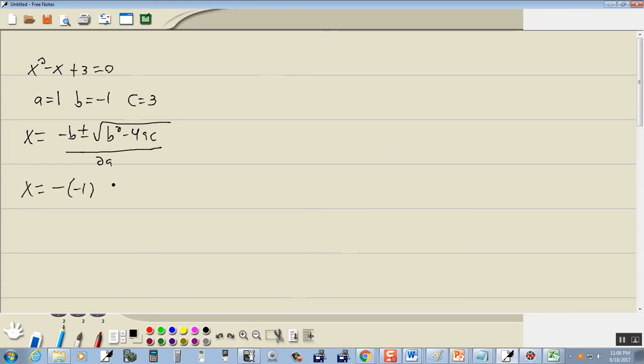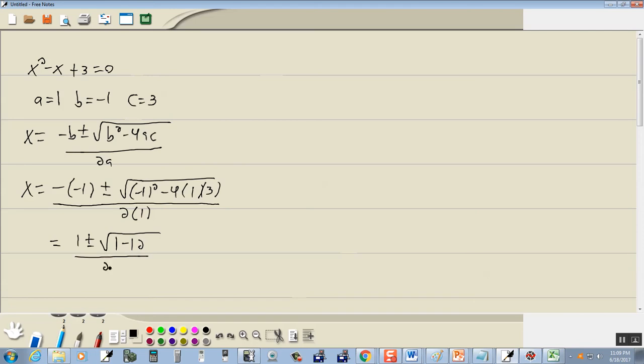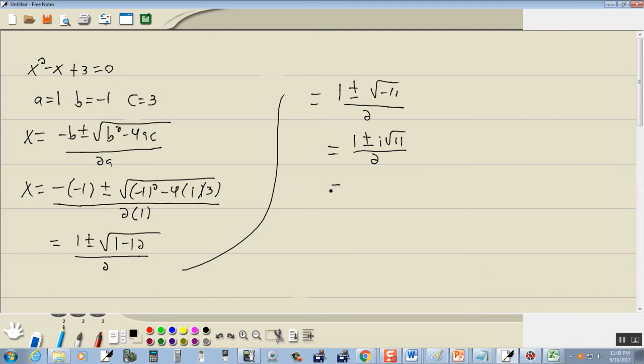So I got negative negative 1 plus or minus the square root of negative 1 squared minus 4 times a times c, all over 2 times a. So that gives us 1 plus or minus the square root. Negative 1 squared is 1 minus 4 times 1 times 3, which is 12, over 2. Which gives us 1 plus or minus the square root of negative 11 over 2. And the negative will come out as an i. So we've got 1 plus or minus i square root of 11 over 2. And since we have an imaginary portion, we want to split this up. So we'll have the real part, 1/2, plus or minus square root of 11 over 2 i separate.